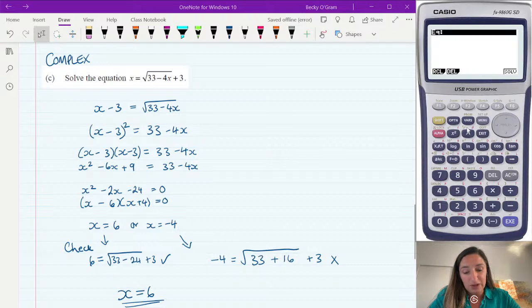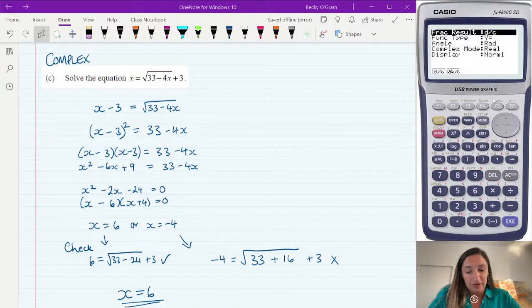So F3, we're going to do x equals square root of 33 minus 4x, and then add 3. Hit enter and then solve, and you can see it's only given us one solution here, x equals 6.